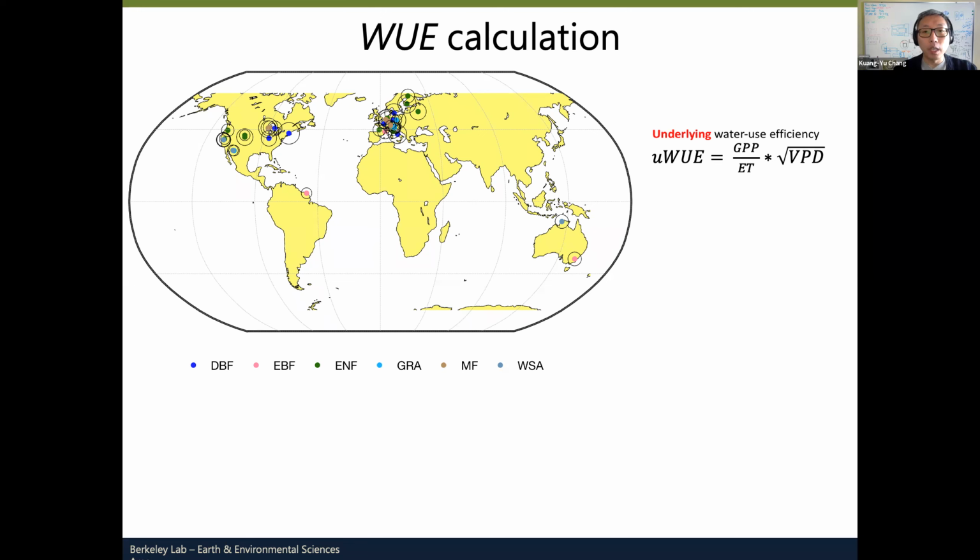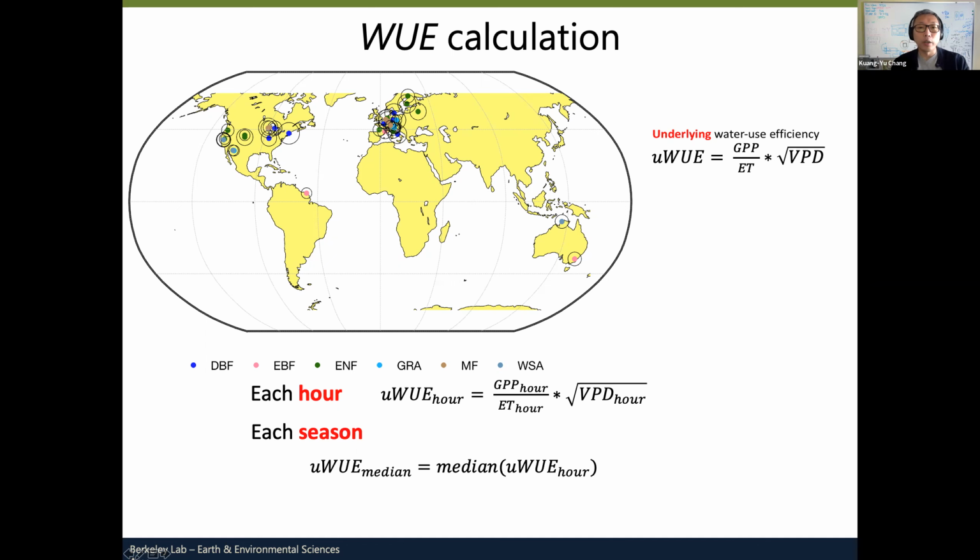We calculate both the inherent and underlying water use efficiency with hourly eddy covariance measurements, but I'll only show the underlying water use efficiency results for today's presentation. We use 2 approaches to estimate seasonal water use efficiency. In the first approach, we calculate hourly water use efficiency based on the GPP, ET, and VPD inferred from hourly measurements, and then take the median of the hourly water use efficiency distribution within the site year to represent seasonal water use efficiency, denoted as the UWUE median term here.